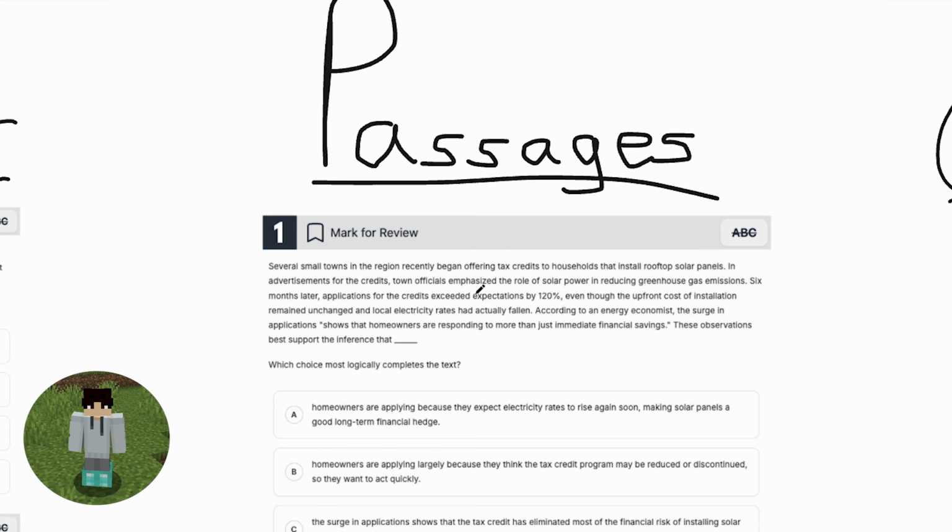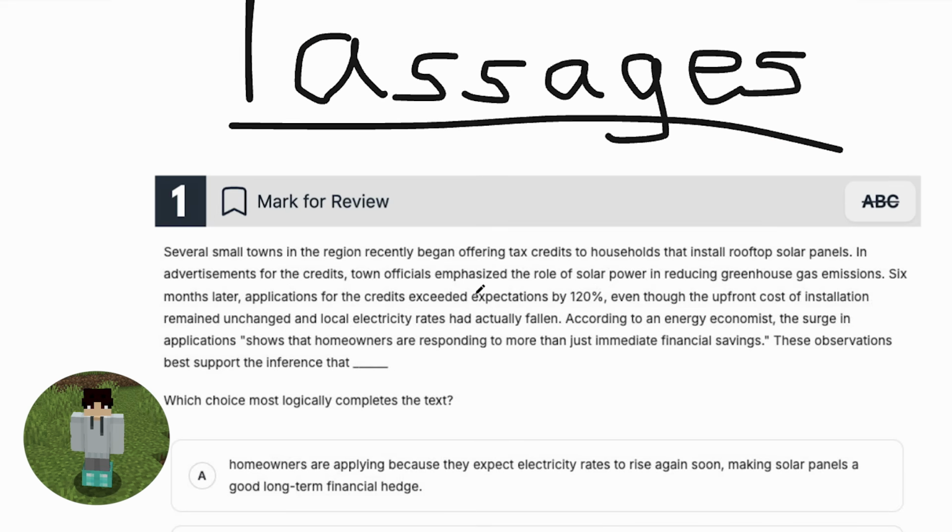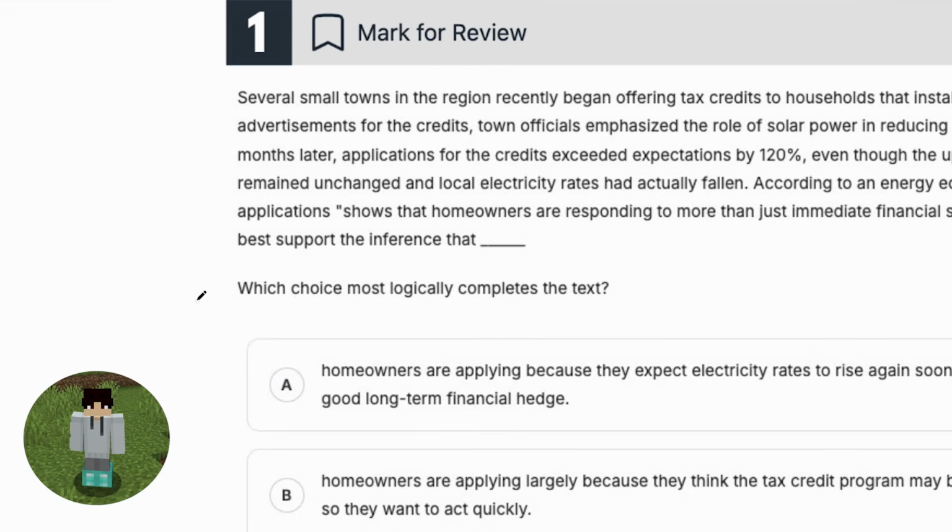Passage questions. The process for this seems very difficult, but it's actually really easy. First thing you want to do is read the question.